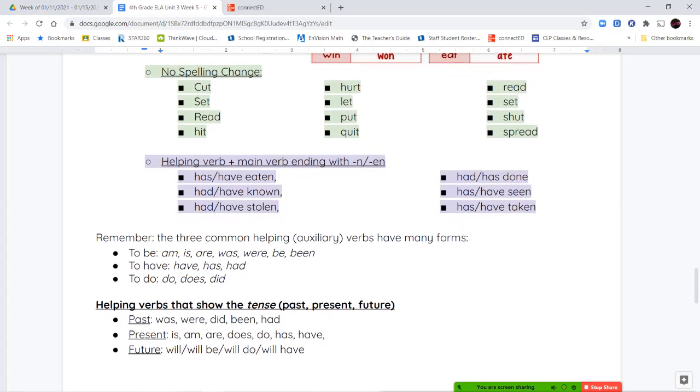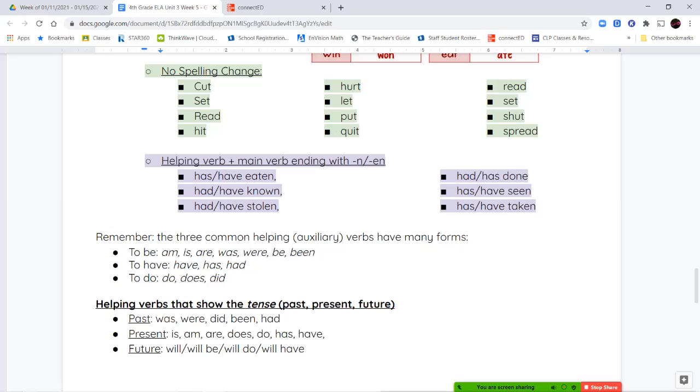Now remember our common helping verbs. We've got 3 of them that have several forms. So to be, to have, or to do. So to be, our helping verb, has different forms. So am, is, are, was, were, be, and been. Have, has, or had. And do, does, or did. These are all helping verbs.